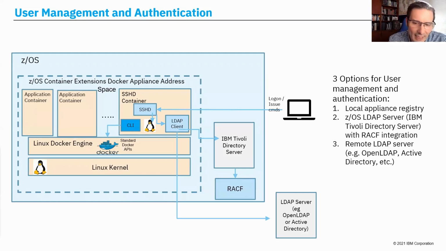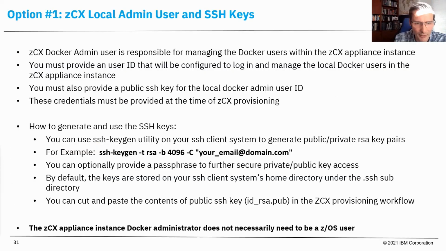Now, we're going to be focusing on this example on the local appliance registry. And for me, I highly recommend that you start with the local appliance registry. That's going to be your best bet. It's going to be the easiest for you to be able to deploy zCX. And the local appliance registry is actually quite simple. What's going to happen is that you first are going to use some kind of an SSH keygen utility. It could be one that's provided on z/OS. It could be one that's on PuTTY or on some other utility. The key is that you generate a public-private RSA key pair, okay?